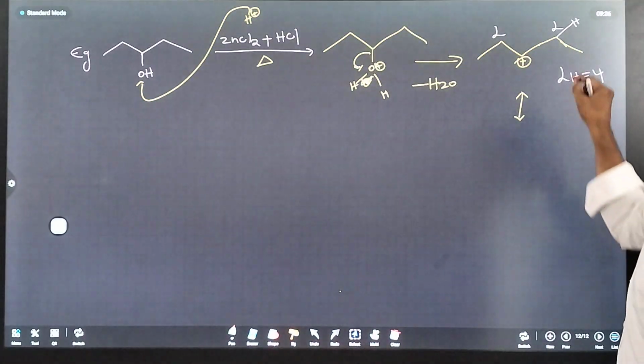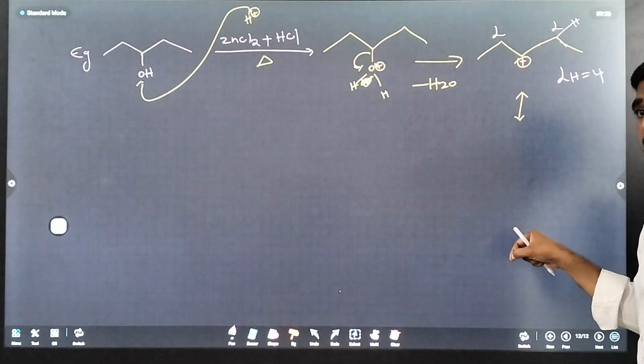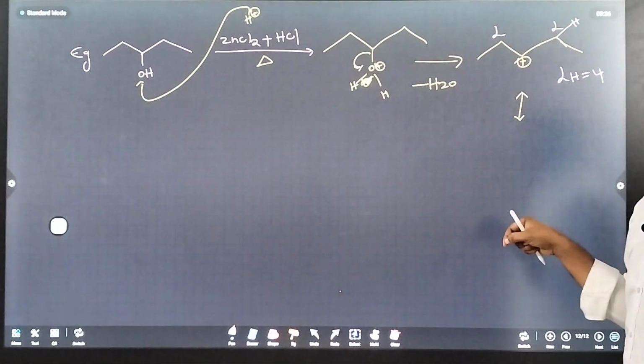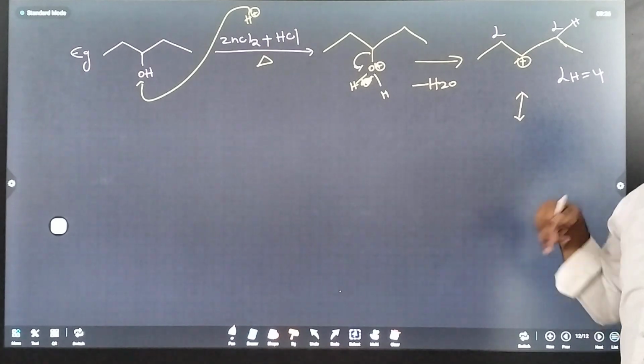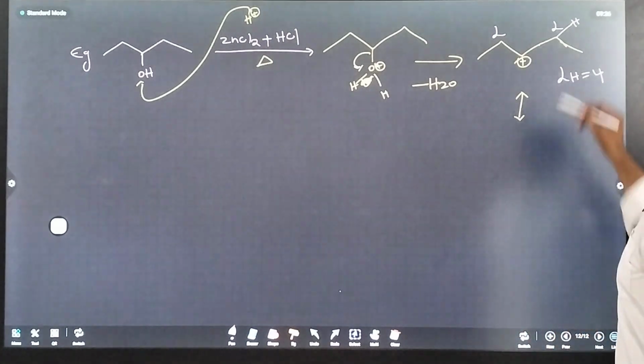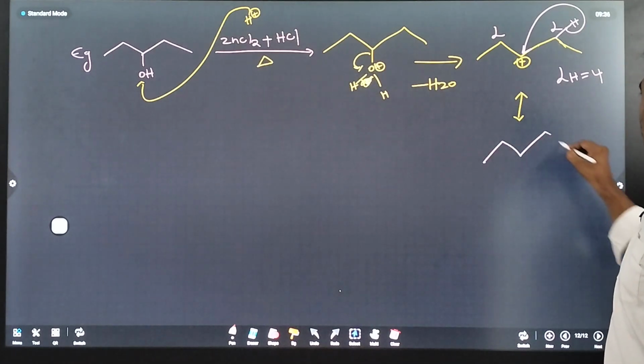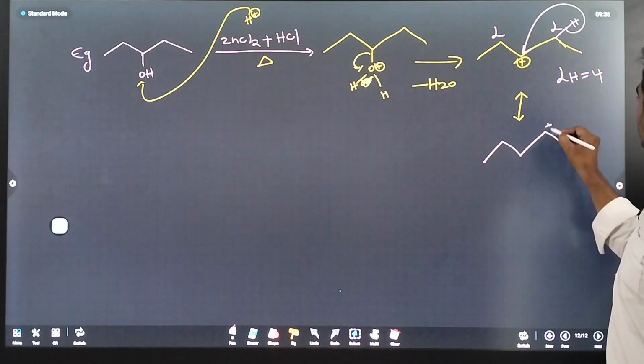In any reaction, a carbocation is formed as an intermediate. In that reaction, the carbocation undergoes rearrangement. That means a less stable carbocation rearranges to a more stable one. So here this hydride ion shifted to here, and this carbon gets the positive charge.